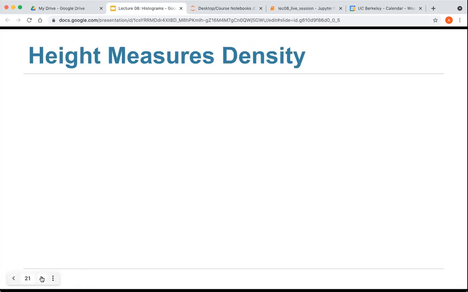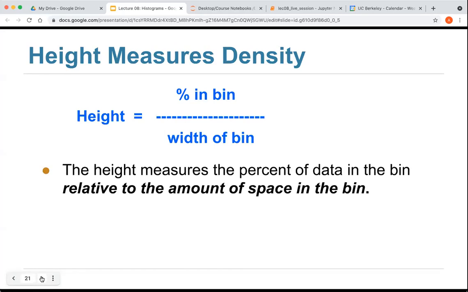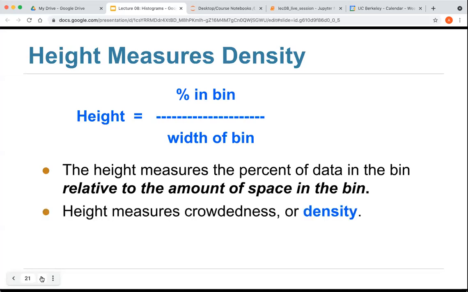So in general, height is percent divided by width. It is the percent of data, but relative to the amount of space in the bin. Kim, yes, this is the difference in the slide right in front of you. Because in a histogram, areas are not lengths. Percents are not lengths, percents are areas, and therefore the height has to be calculated accordingly. So the height measures how many movies there are in each bin relative to the width, therefore how crowded the movies are within each bin. And I'll talk a little bit more about that.